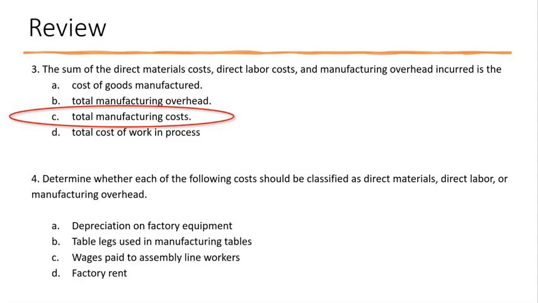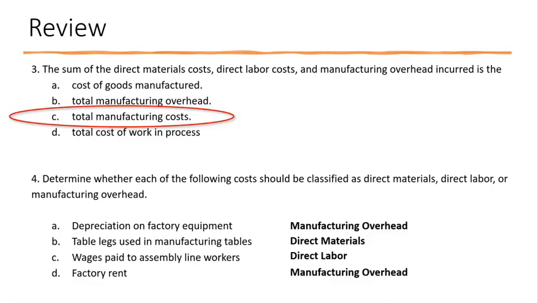Number 4, determine whether each of the following costs should be classified as direct materials, direct labor, or manufacturing overhead. So A, we have depreciation on factory equipment. So which bucket would that fall under? That would be manufacturing overhead. B, table legs used in manufacturing tables. That's direct materials. Can't very well make a table without legs. C, wages paid to assembly line workers. That's direct labor. And finally, D, factory rent. Again, that is also manufacturing overhead.